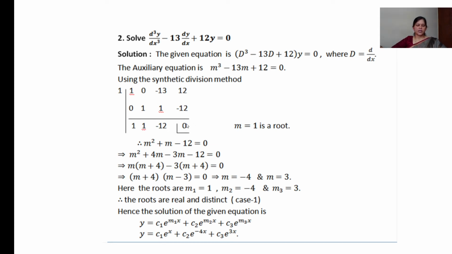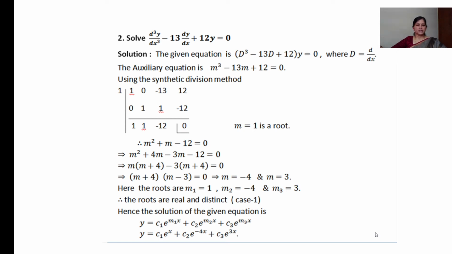So now the last value is 0, which means we can consider m is equal to 1 as a root. Then we have here in the remainder 1, 1, minus 12. So using these values, we are going to construct another quadratic equation. How to construct: based on the values, the first value is the coefficient of m square, the second value is the coefficient of m, and the next value is the constant. That's why we got the equation m square plus m minus 12 is equal to 0.